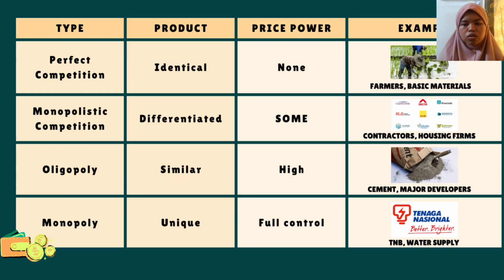Then we move to oligopoly, where only a few large firms dominate the market. The products are similar and therefore have high price power. In the construction field, this includes cement and major developers who influence pricing and competition. Finally, monopoly. This is when there is only one firm providing a unique product or service with full control over price. A good example would be TNB or water supply companies that face no direct competition.